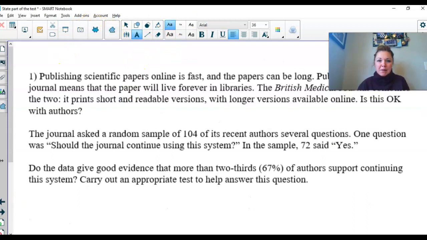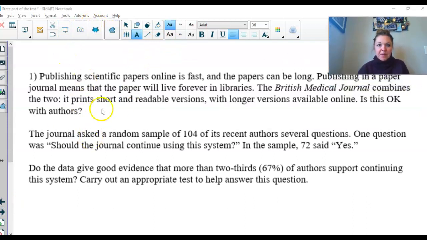Our first problem here we have: publishing scientific papers online is fast, and papers can be long. Publishing in a paper journal means that the paper will live forever in libraries. The British Medical Journal combines the two. It prints short and readable versions with longer versions available online. Is this okay with authors?